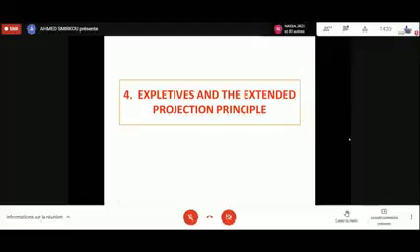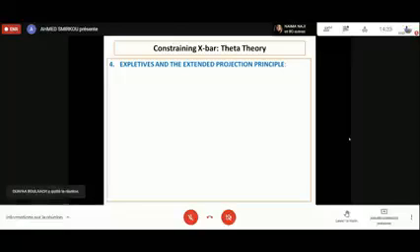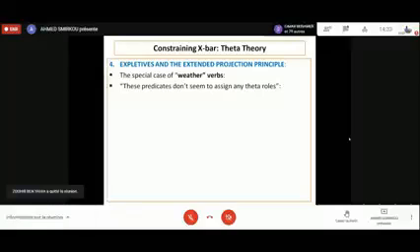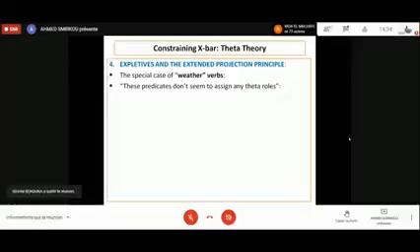Expletives and extended projection principle. The last section. So expletives and the extended projection principle, the special case of weather verbs, such as it snows, it rains, hails, etc. They are called weather verbs. Okay, so these predicates don't seem to assign any theta roles. For example, the verb snow. It does not require any theta. It does not require a subject as an agent or a source or whatever, and it does not require an object. Okay, so what theta role does the pronoun it get in the following sentences.